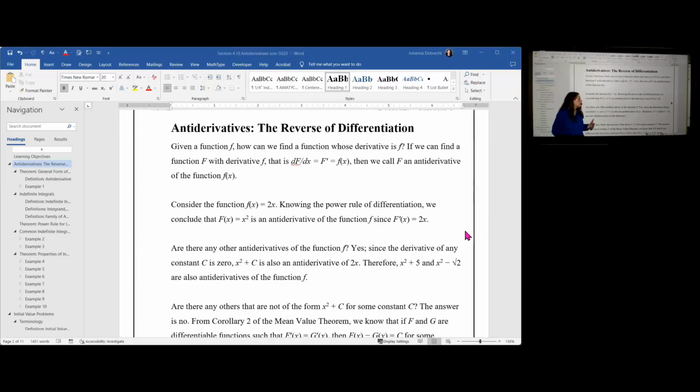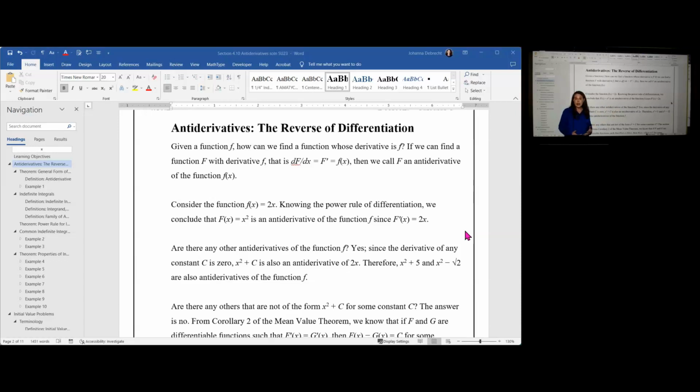Let's look at an example. Suppose our function, lowercase f, is the function 2x, which is just a slanted line, slope 2 through the origin. We know the power rule for differentiation. We can imagine and think and come up with a possible antiderivative of x squared. This means that x squared would be an antiderivative of the function 2x because the derivative of x squared is 2x. The question is, are there any other antiderivatives of the function 2x?